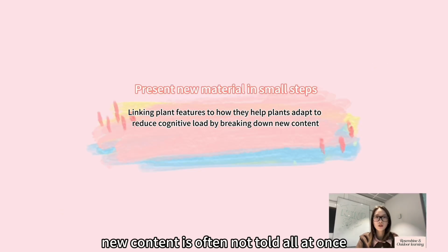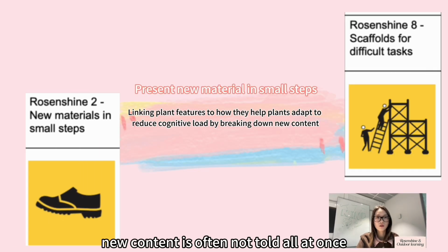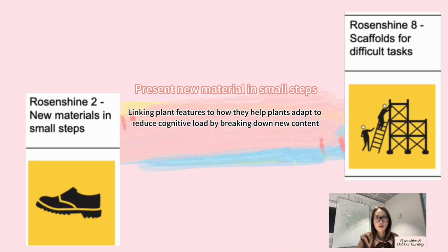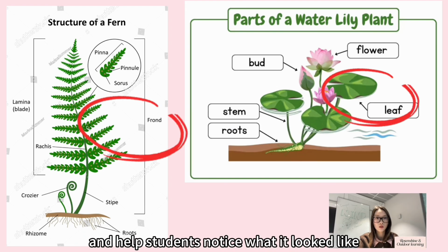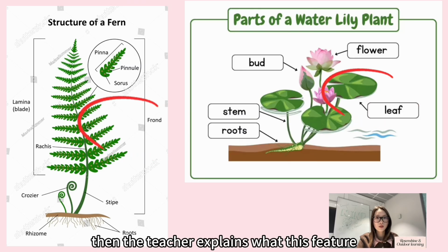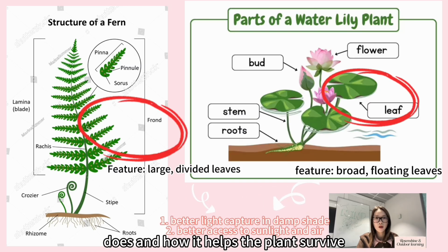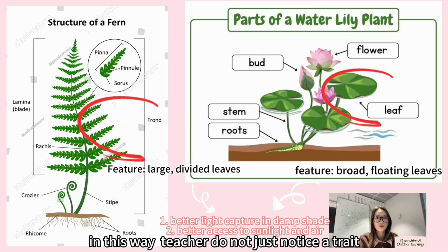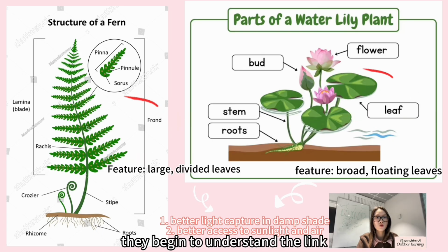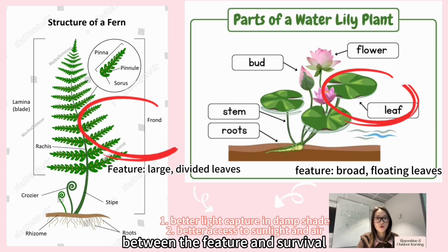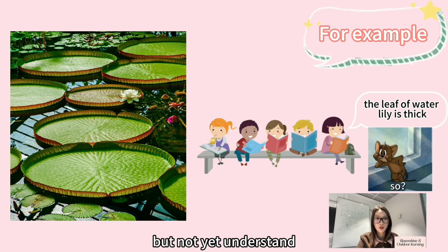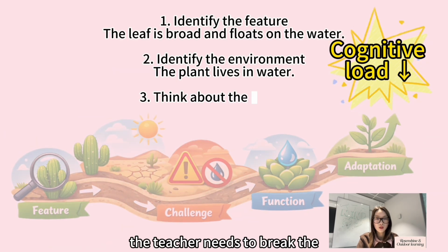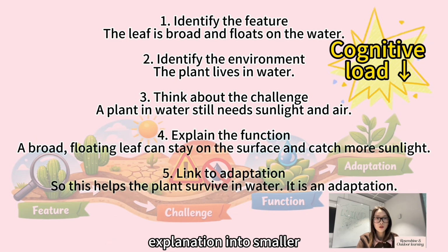In Rosenshine, new content is often not taught all at once, but presented in small steps. For example, the teacher may first focus on one new feature and help students notice what it looks like. Then the teacher explains what this feature does and how it helps the plant survive. In this way, students do not just notice a trait, they begin to understand the link between the feature and survival. Some students may quickly notice that the leaves are thick, but not yet understand why that matters. So the teacher needs to break the explanation into smaller, clear steps.